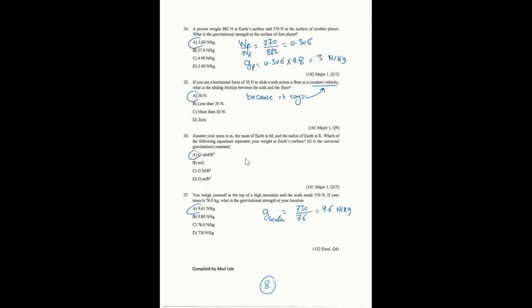26, it says that assume your mass is m, the mass of Earth is capital M, and the radius of the Earth is capital R. Which of the following equations represents your weight at Earth's surface? So what is your weight? Your weight is just the gravitational force between you and the surface of the Earth. And the equation that we use is G M m divided by R squared. So here they just test if you can memorize the gravitational force between two objects.